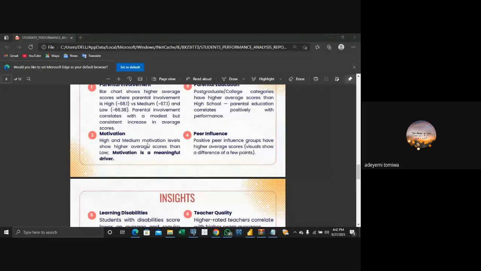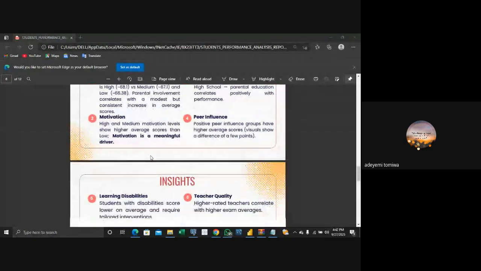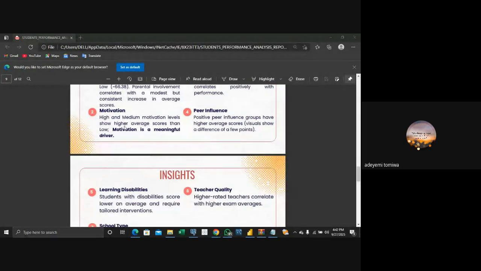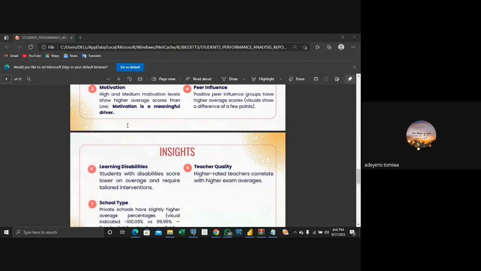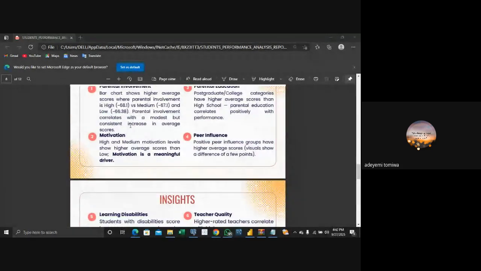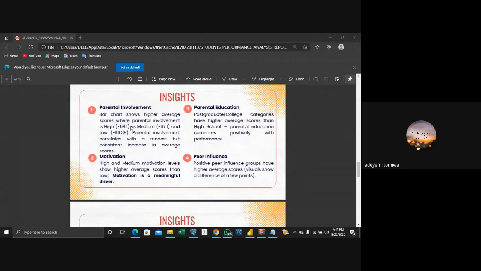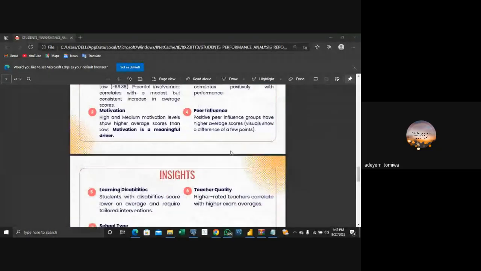Then motivation: high motivation level also corresponds to higher student performance. On parental education, postgraduate or college categories have a higher average score than high school. Parental education correlates positively with student performance. Then peer influence: the positive peer influence group has higher average scores. The figures show a difference of a few points.